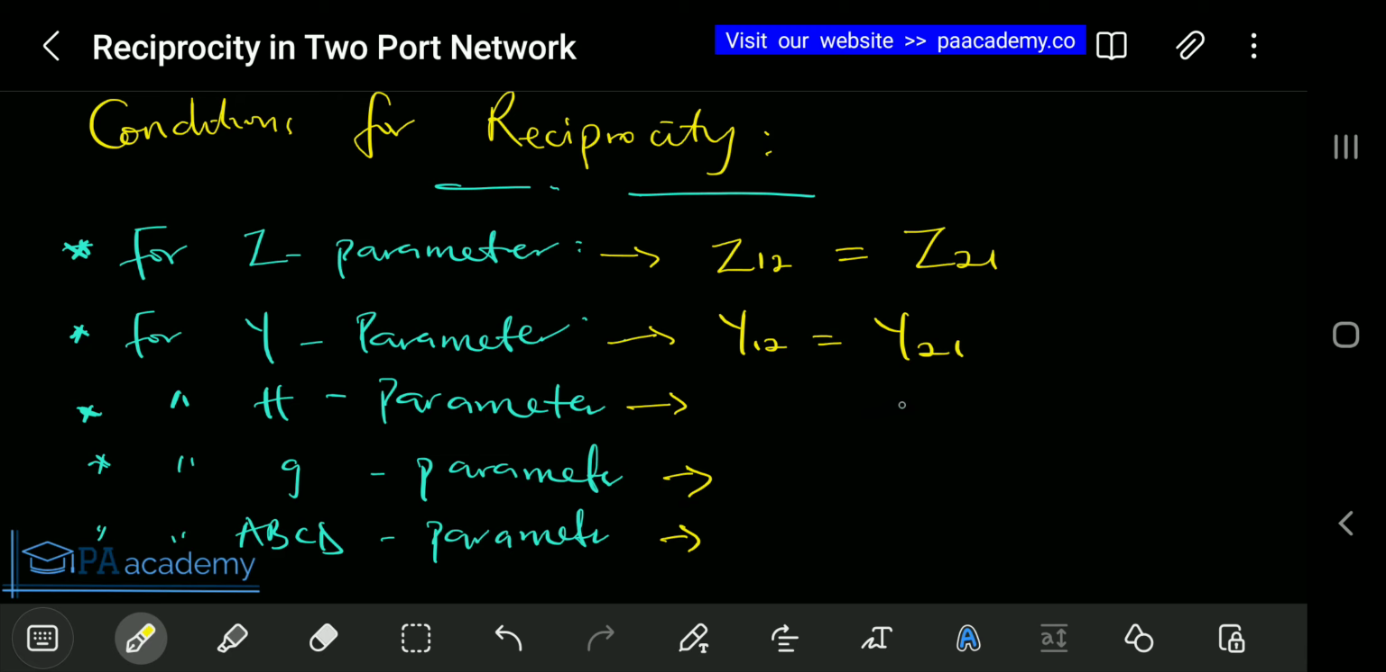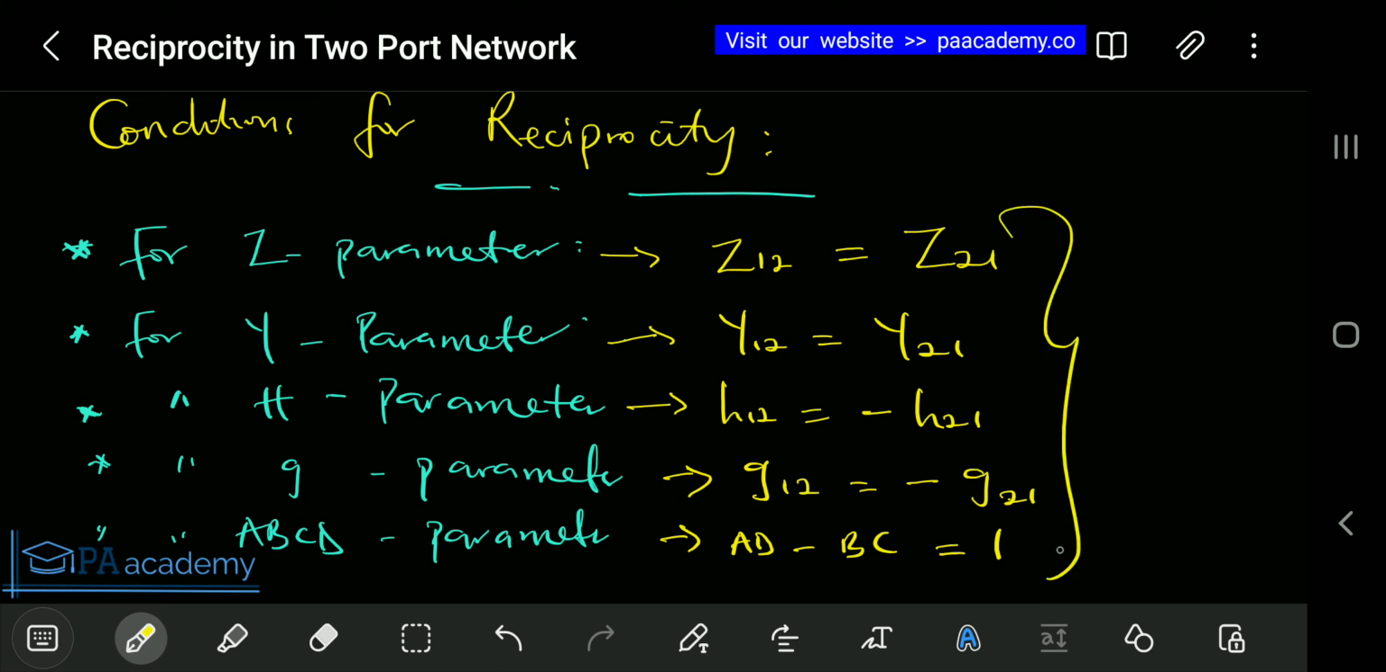For H parameters to be reciprocal, H12 is equal to minus H21. Pay attention to that minus. Then for G parameters, G12 will be equal to minus G21. And for ABCD, the condition is that AD minus BC equals 1. So these are the conditions for a two-port network to be reciprocal. I hope I've not mixed them up with symmetry. That's the condition for reciprocity of a two-port network.